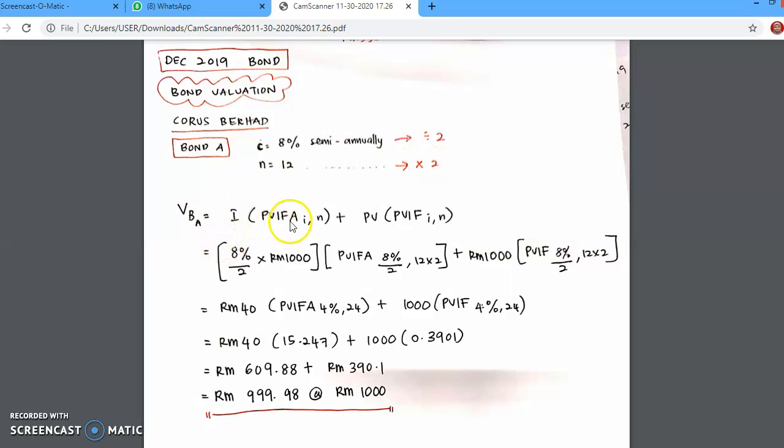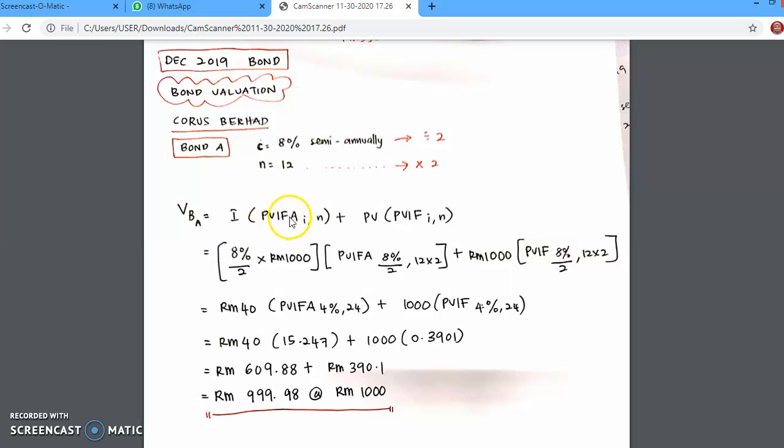So this is the formula for bond valuation. I is referring to the coupon payment in RM, for that single payment, not for the whole particular year. So single payment, it means that 8% you have to divide by 2, and multiply by 1000, the par value. So you will get the coupon payment in RM. How many ringgit, right? And continuously, PVIFA I N plus PV, which is the par value, times PVIF I N.